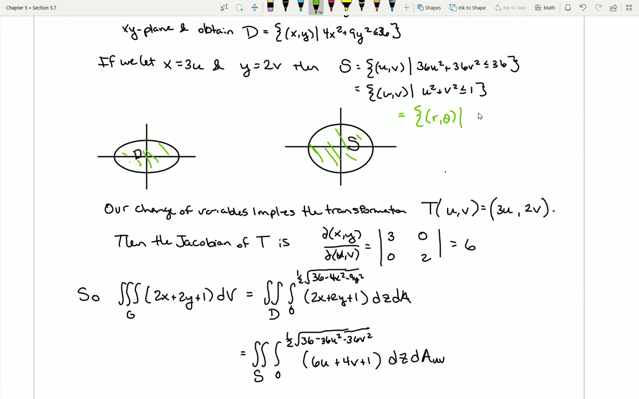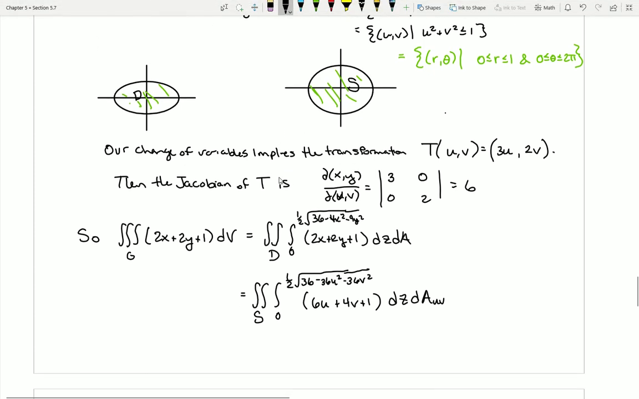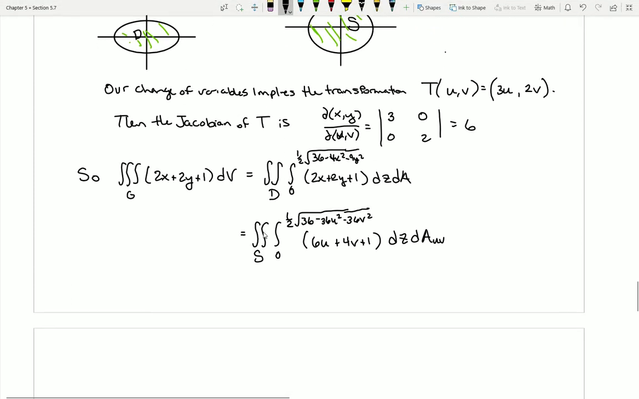So I can see here that since this is going to be a circle of radius 1, I know that my r goes from 0 to 1, and my theta is going to go from 0 to 2 pi. So these can be bounds that I can use on my outer double integral, and then I can go ahead and make sure that I transform everything else.